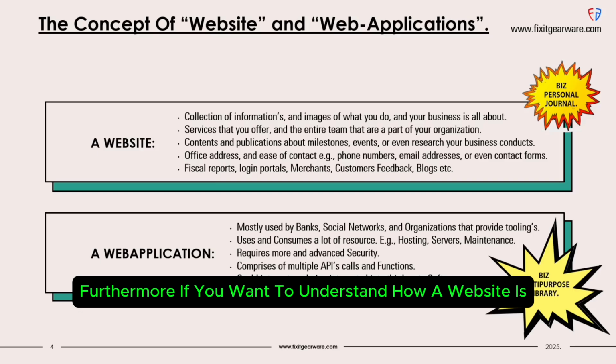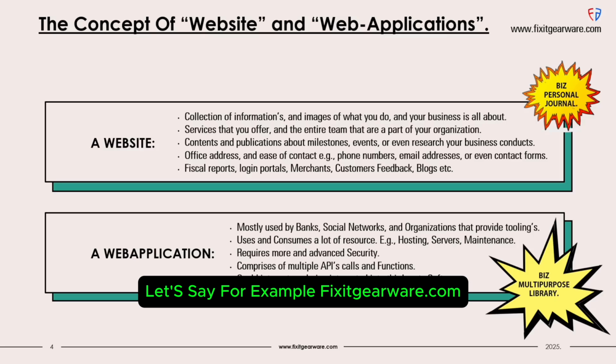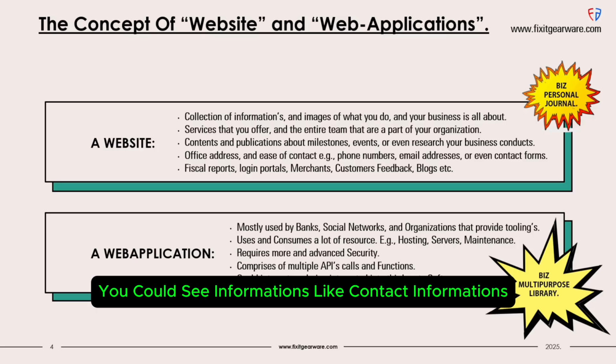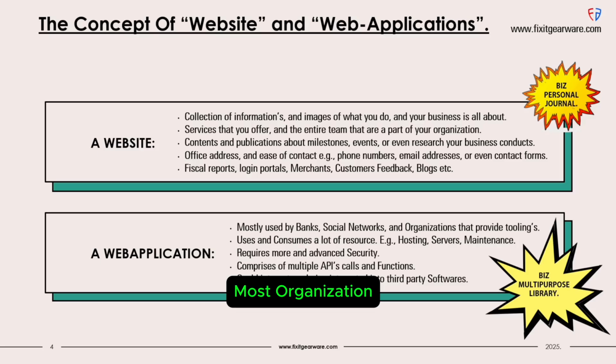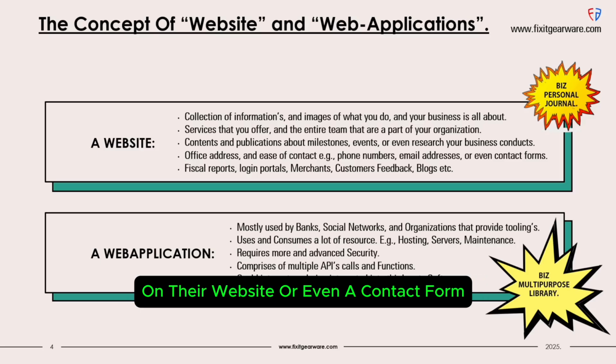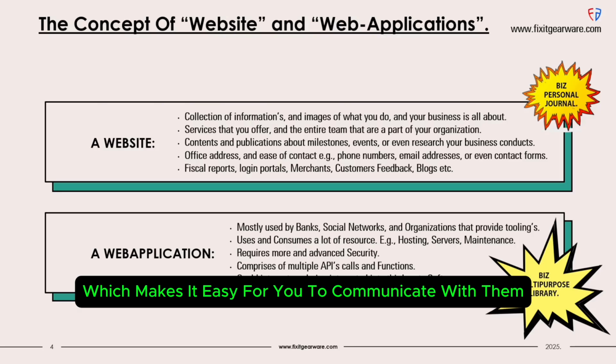Furthermore, if you want to understand what a website is like, when you navigate to a website, let's say, for example, FixitGearWare.com, you could see information like contact information. Most organizations will also have their physical office address on their website, or even a contact form, which makes it easy for you to communicate with them.